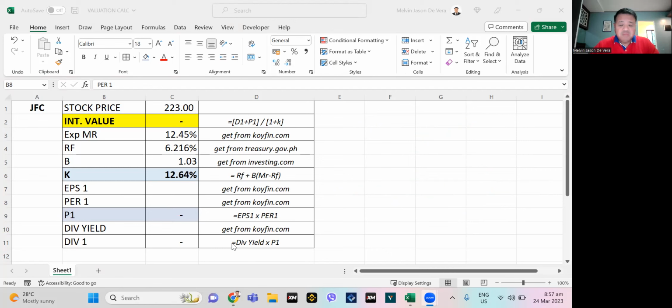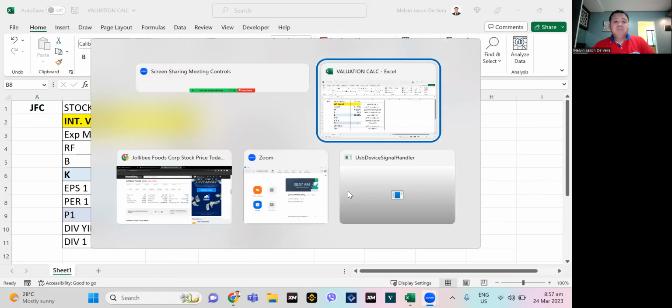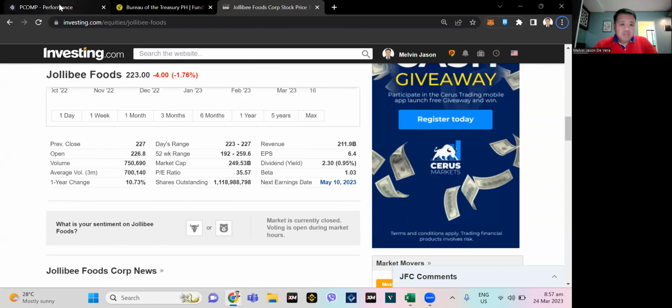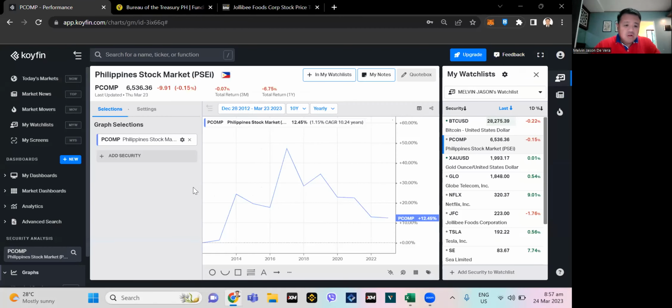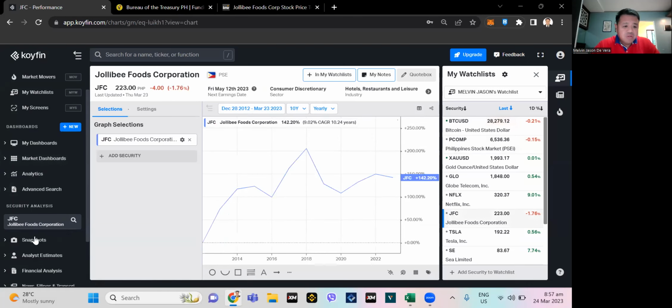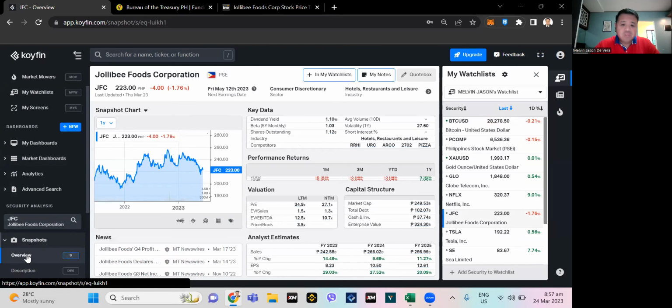All right. So now that we need to know the EPS and PE ratio, we just go to COIFIN. So going back to COIFIN, this time I'll have to load Jollibee here. Search Jollibee. There you go. And then go to snapshots and overview. So again, load the stock here and then go to snapshot and then overview, and you will already see a lot of data here.